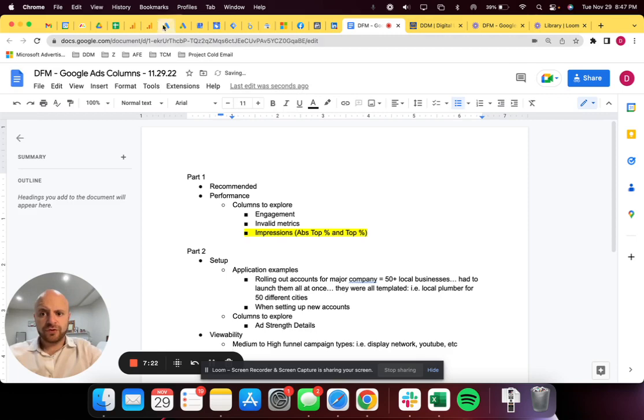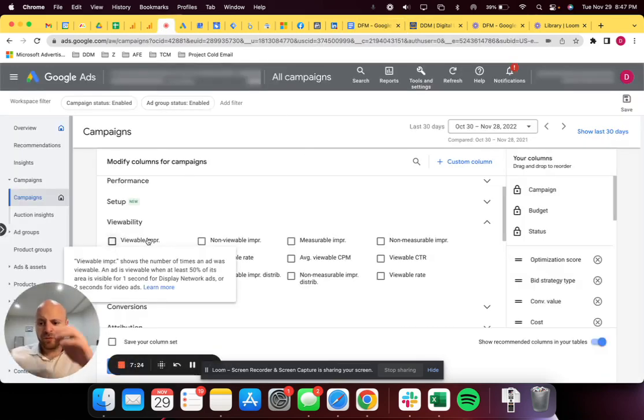That's where we're getting the views. So let's see. Viewable impressions shows the number of times an ad was viewable. An ad is viewable when at least 50% of its area is visible for 1 second for display network ads or 2 seconds for video ads.